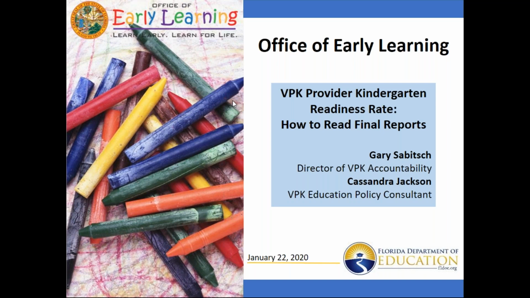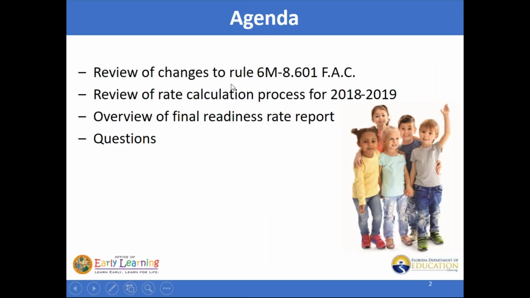So if we can go to the next slide. Okay, we're just going to do a quick overview. We've done this in many presentations of the changes that occurred in August of 2019 to Rule 6M-8.601 from the Administrative Code. We're going to do a review of the readiness rate calculation process for the 2020 readiness rates. And then we're going to go through several examples of the reports, just so folks, when they're reading their reports when they do come out, know what the different pieces on their report mean. At the end, we will take some questions and be glad to try to make sure that folks walk away with a full understanding of these reports.